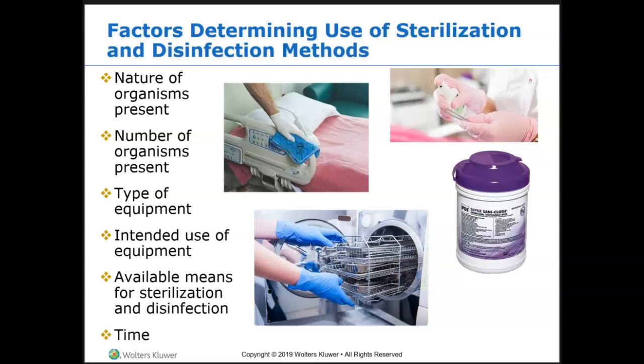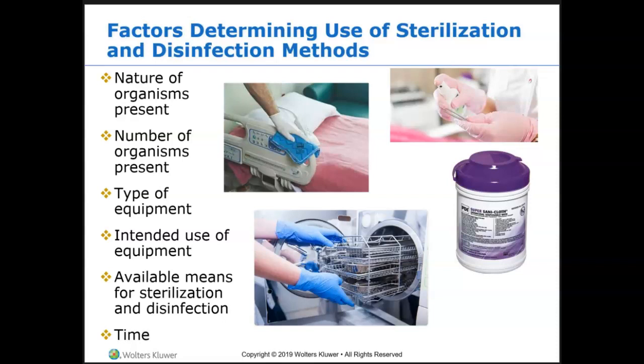Okay, factors determining use of sterilization and disinfection methods. Cleansing, disinfection, and sterilization all help to break the cycle of infection and prevent disease. Several processes are used to destroy microorganisms. Disinfection destroys all pathogenic organisms except spores. Sterilization destroys all microorganisms, including spores. Disinfection can be used when preparing the skin for a procedure or cleaning a piece of equipment that does not enter a sterile body part. Sterilization is usually performed on equipment that is entering a sterile portion of the body.